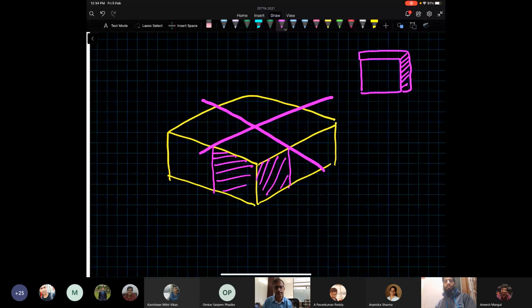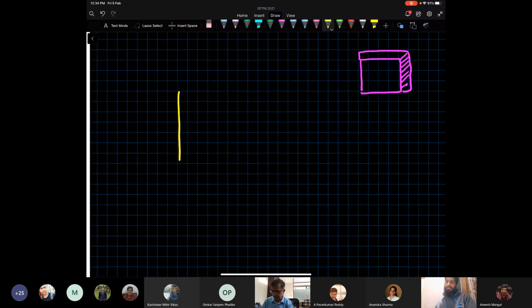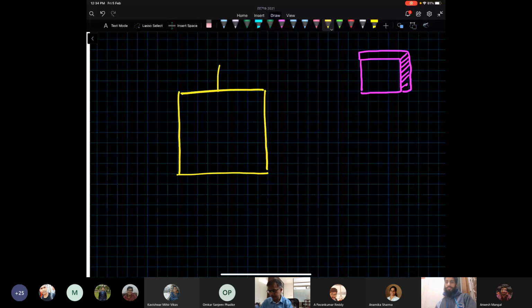Diagonally? I think we are going overboard with the cake analogy now, but I think you get the point. What I would do is, let's say this is my cake. Then I would cut the cake like this.